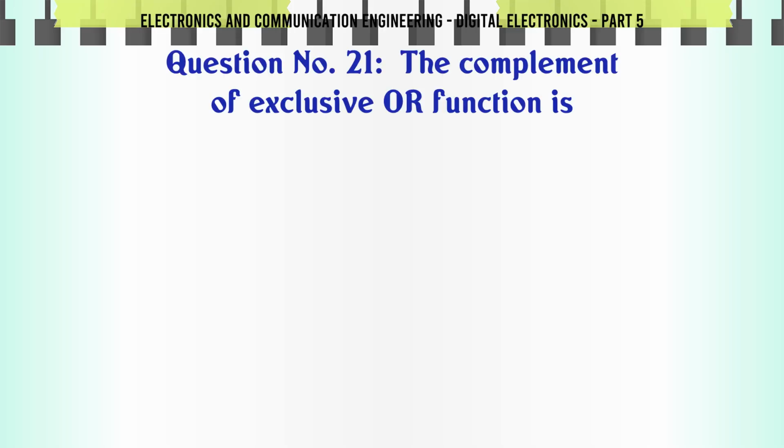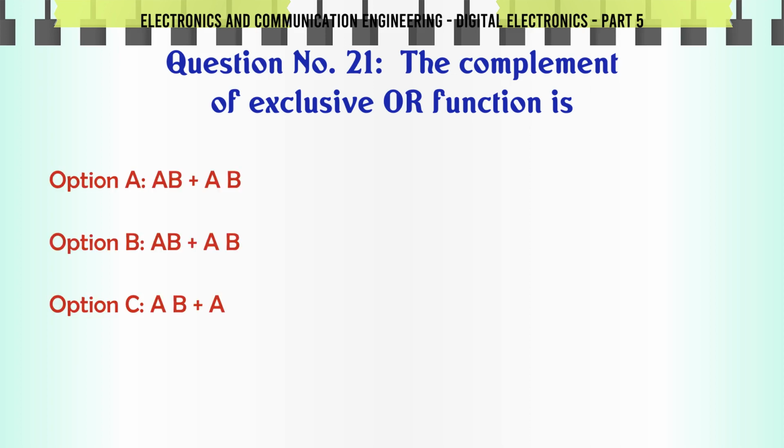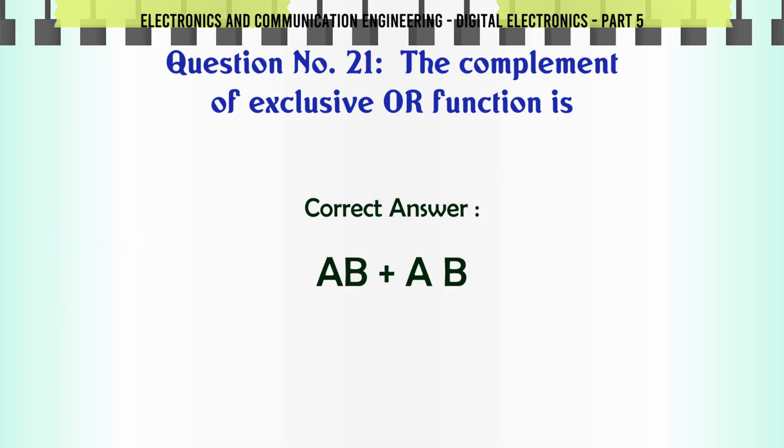The complement of the exclusive OR function is: A. AB, B. AB, C. AB, D. AB. The correct answer is AB.